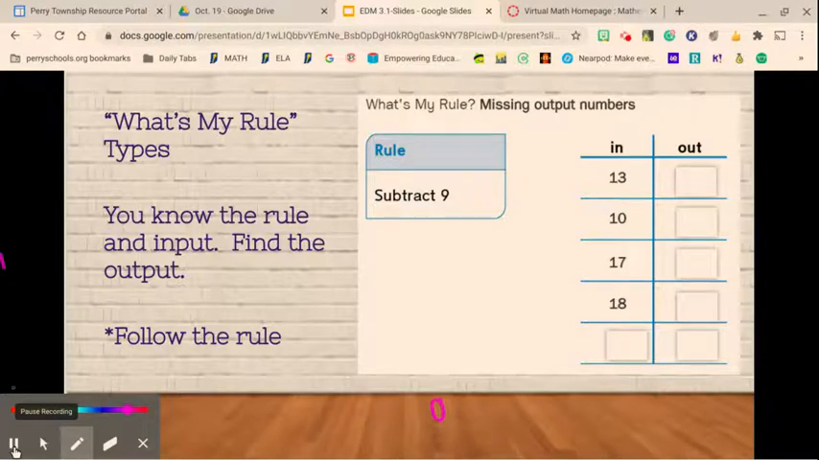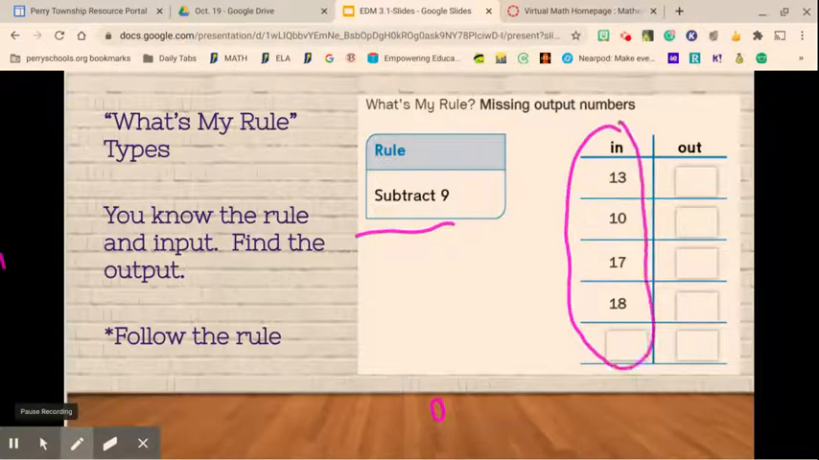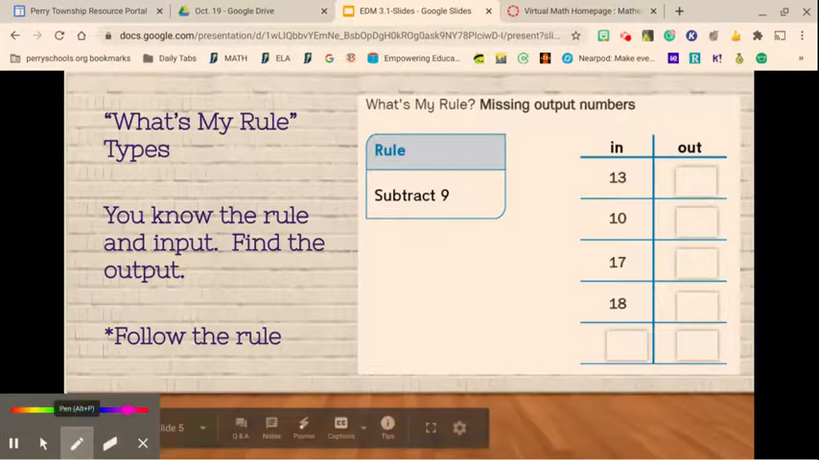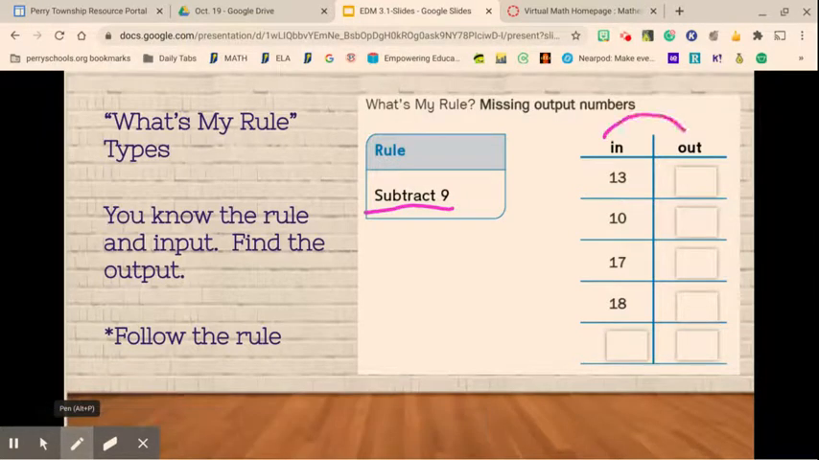So the first type of What's My Rule type is when we know the rule and we know the inputs. So we know what goes in. What we're trying to find is the output. So when I think about this, I can see that my rule is 9. That's going to be important for me to know. But it's not just 9, it is subtract 9. So anytime I go from the in to the out, I'm going to subtract 9.